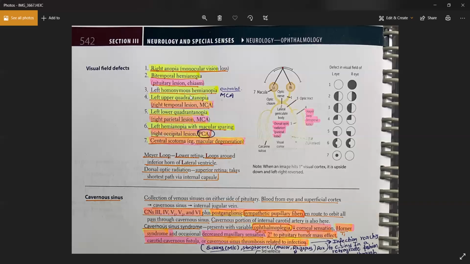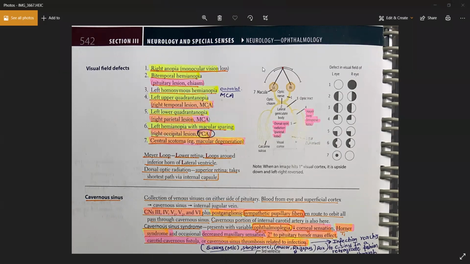Any doubt? Any doubt on the visual field defects? Someone has texted a question in the chat box. Okay, let me check.